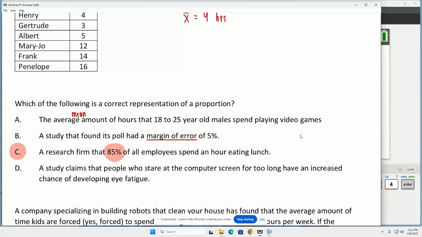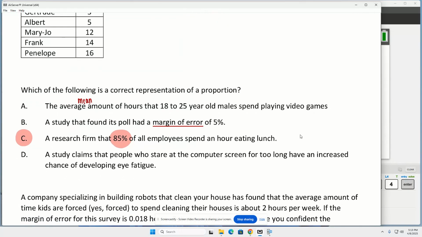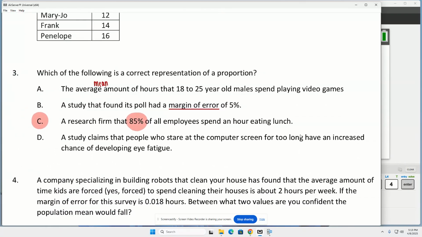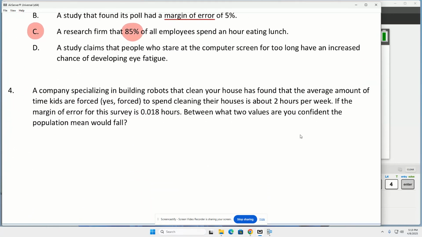And let's check out D. A study claims that people who stare at a computer screen for too long have an increased chance of developing eye fatigue. Here you don't really see something that could be developed into a fraction or a percent, so C is our only answer. Number 4.